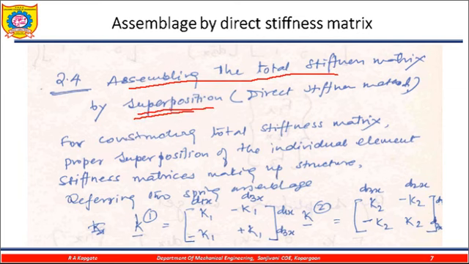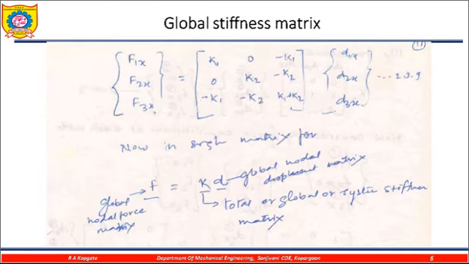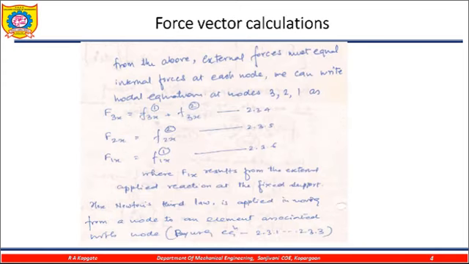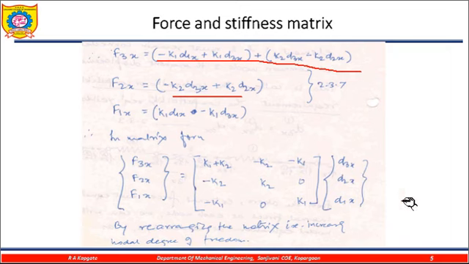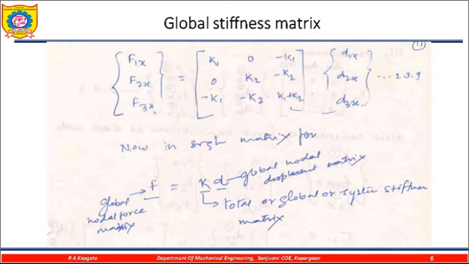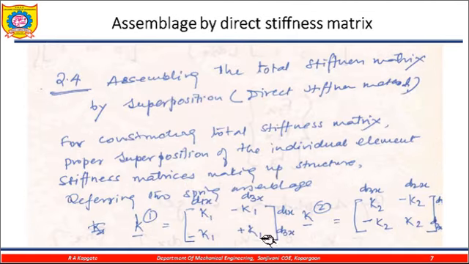Superposition method. Here what we did in the first method, we converted these equations into a matrix form, and that is called the assemblage process. But this is somewhat complicated and we face a lot of difficulties, so we are moving to another method that is called the direct stiffness method.